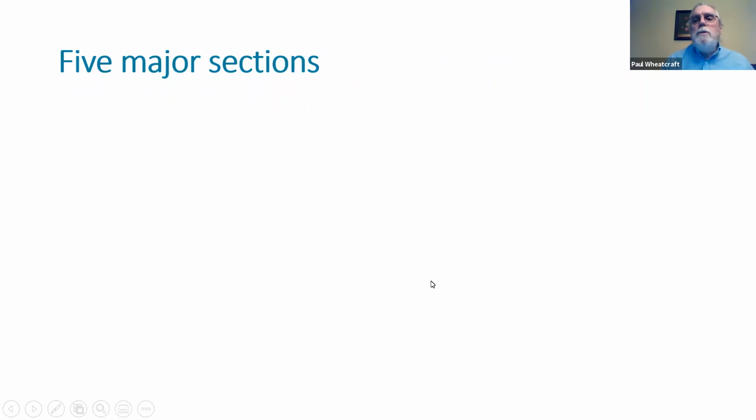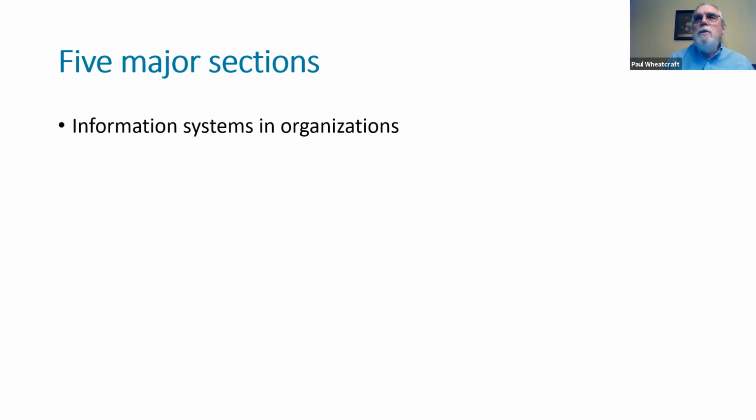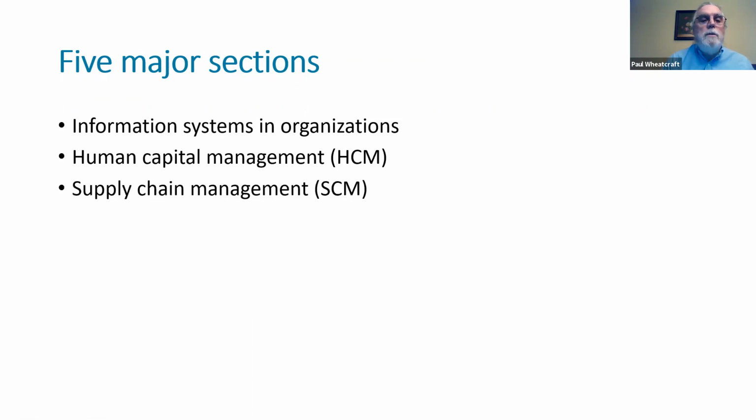This chapter has 5 major parts to it. It starts out with a discussion of why information systems are so important in organizations. And then it looks specifically at the issues in HR, the type of information they have to deal with. And then supply chain management. And boy, is this so important, as we've seen with COVID-19.